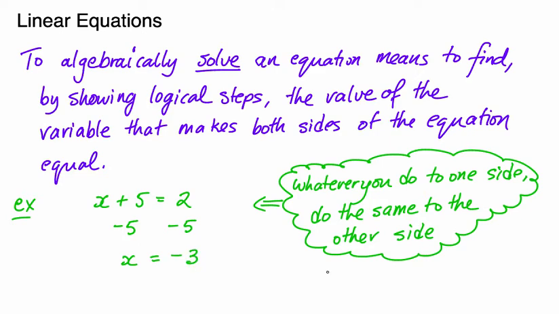And we can always check to make sure this works. Negative 3 plus 5, does that equal 2? Well, negative 3 plus 5 is 2, and 2 equals 2, and we're happy. Let's take a look at another one.